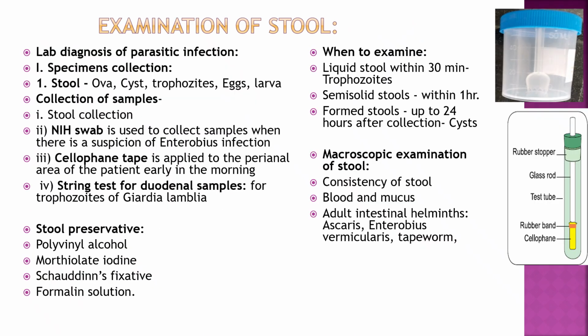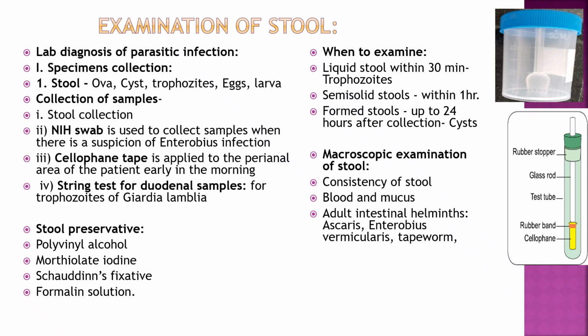For lab diagnosis of parasitic infection, the specimen is stool and it is done for detection of ova, cysts, trophozoites, eggs, larvae of the parasites. Collection of sample is done by direct stool examination, or other samples can be NIH swab, that is National Institute of Health swab, used to collect samples from the perianal area in Enterobius infection. Then cellophane tape is applied to the perianal area of the patient early in the morning, or string test for duodenal samples for trophozoites of Giardia lamblia. So these are different methods of sample collection of stool.